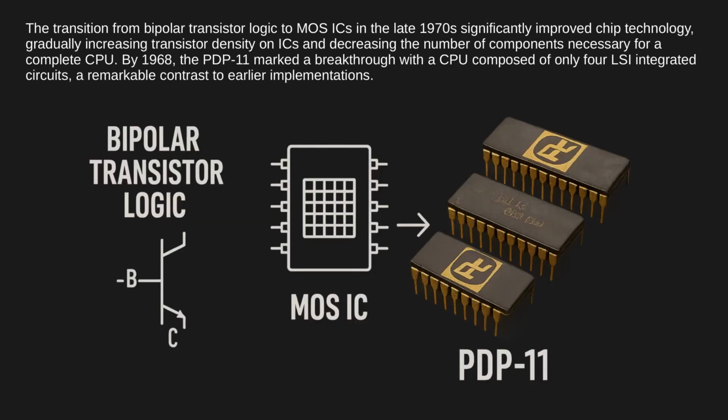The transition from bipolar transistor logic to MOS ICs in the late 1970s significantly improved chip technology, gradually increasing transistor density on ICs and decreasing the number of components necessary for a complete CPU. By 1968, the PDP-11 marked a breakthrough with a CPU composed of only 4 LSI integrated circuits, a remarkable contrast to earlier implementations.